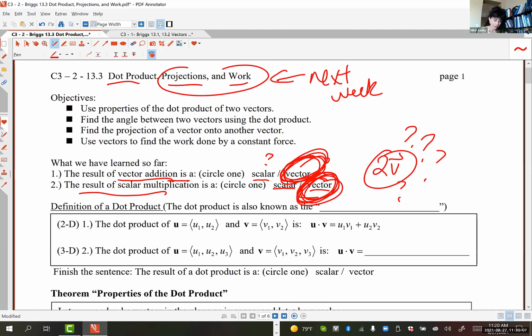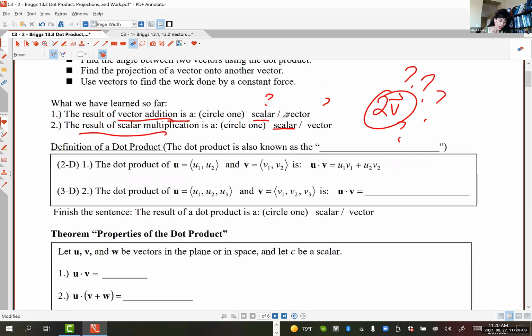Let's move on. The definition of dot product. Dot product is also known as the inner product if you take a linear algebra class. They typically call dot products inner products. They're more fancy there.